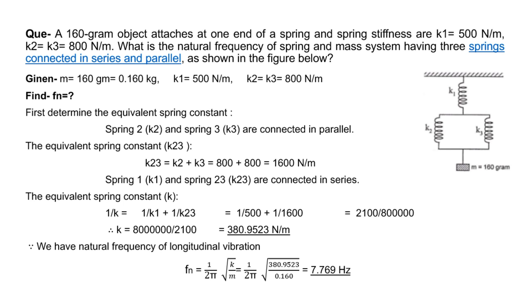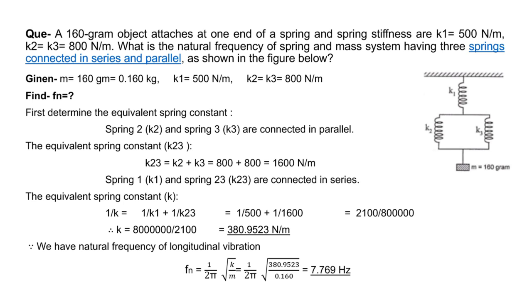Now consider spring 1 and the equivalent spring stiffness K23, which are in series combination. Therefore apply the formula for the series combination: 1 upon k is equal to 1 upon k1 plus 1 upon k23. You will get the equivalent spring stiffness as k. This will be the equivalent spring stiffness for all these springs.